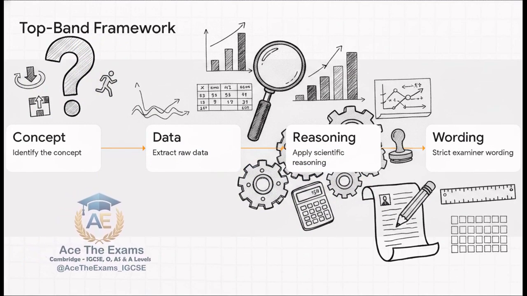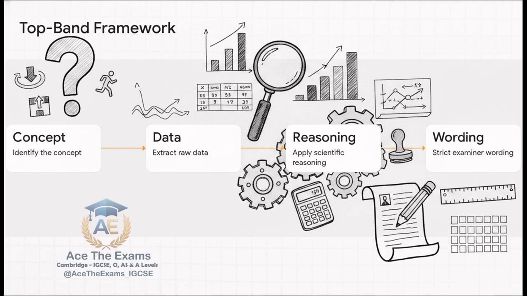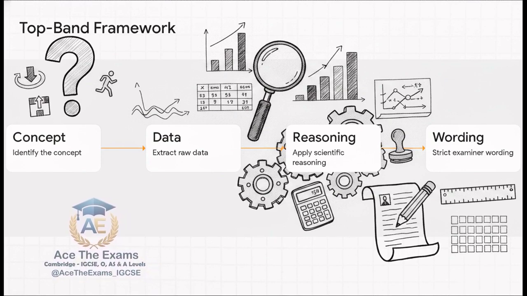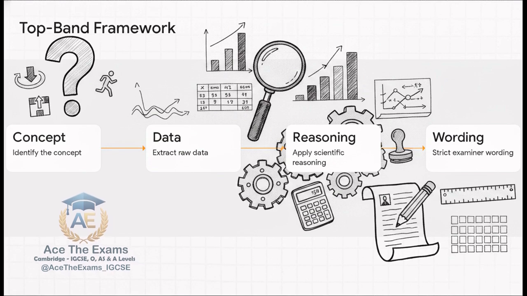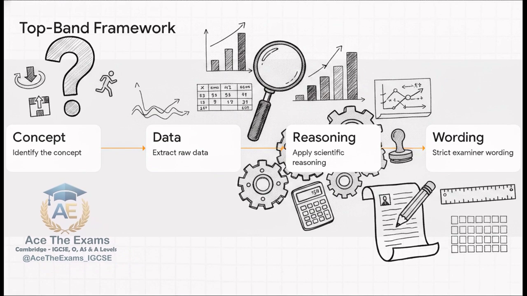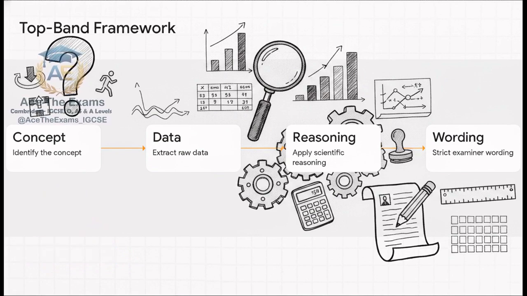This is how you transform a vague, unitless guess into a definitive, mark scheme-aligned answer every single time. Step 1. Concept. What are we actually doing? Is it pressure? Speed? Step 2. Evidence and data. What raw numbers are they giving us? Step 3. Scientific reasoning. This is the big one, where your unit conversions and formula structures actually happen. And Step 4. Examiner wording, meaning getting your significant figures and final units absolutely perfect for the mark scheme.